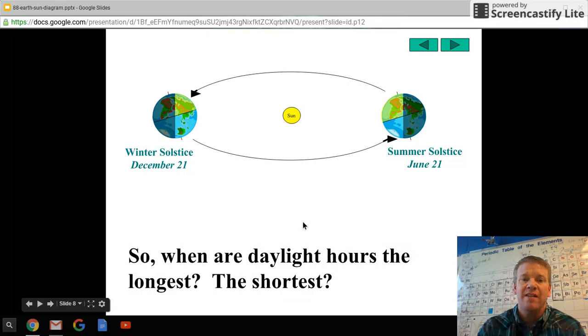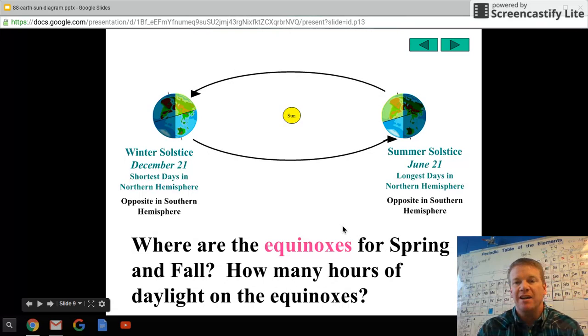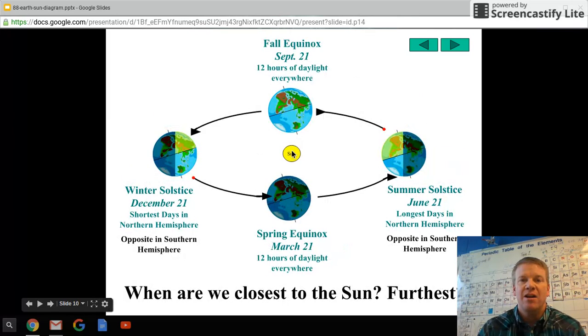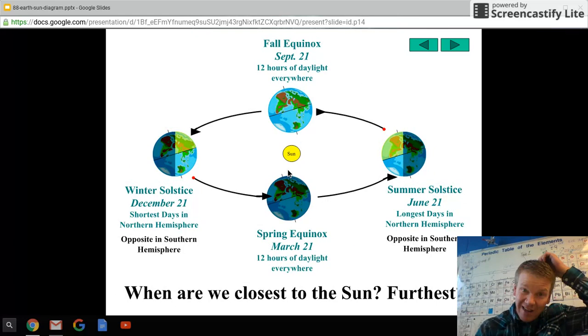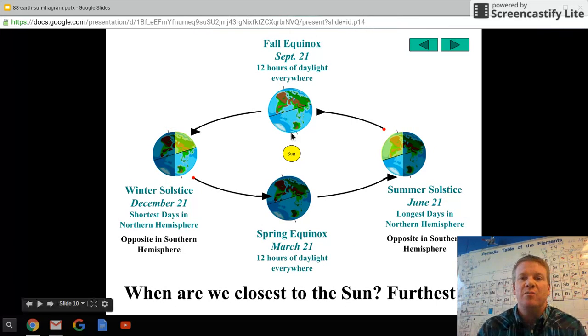And so daylight hours are the longest here in the summer and shortest in the winter because we're getting less of that light. Now the equinoxes, equal, right? This is times where you're getting roughly the same amount of sunlight, same intensity in both the northern and the southern hemispheres. And so that occurs on these parts of the Earth's orbit. And once again, that's because the tilt isn't making any one hemisphere closer to or further away from the sun.